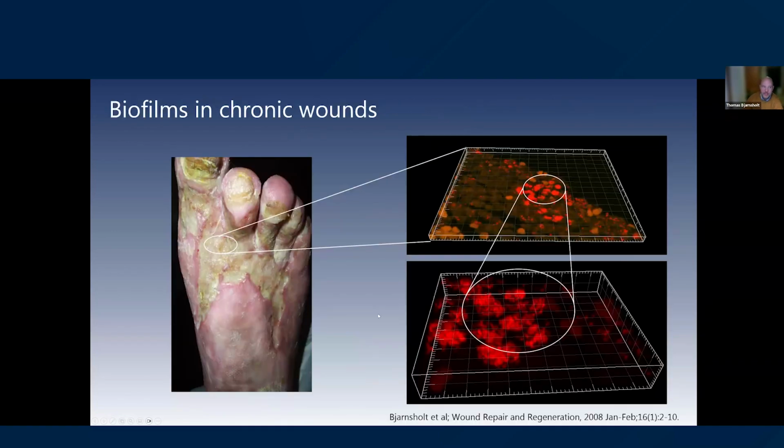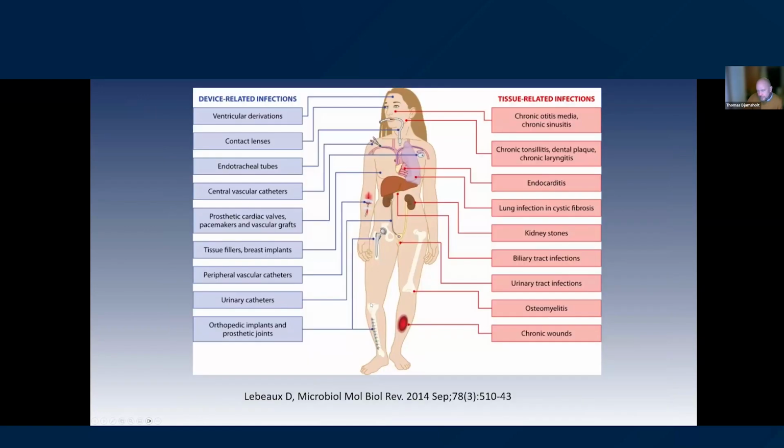We also focused a lot in the beginning on biofilms in chronic wounds, and here we could also detect Pseudomonas aeruginosa and Staphylococcus aureus and so on aggregated. This still is one of the best reviews on biofilms in chronic infections, by David Lebeaux, really going through device-related infections and tissue-related infections, and I really encourage you all to read this.